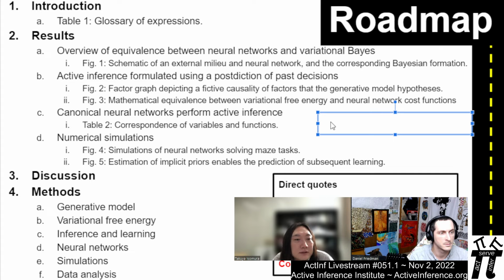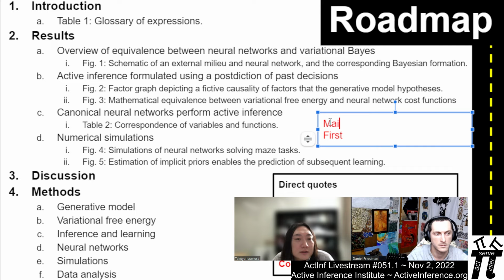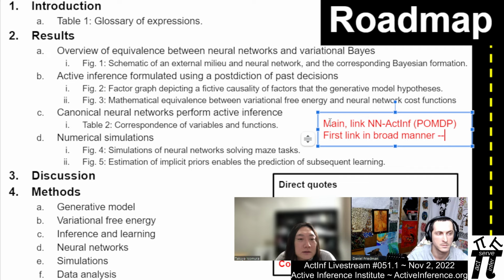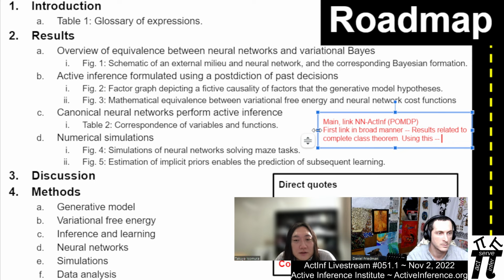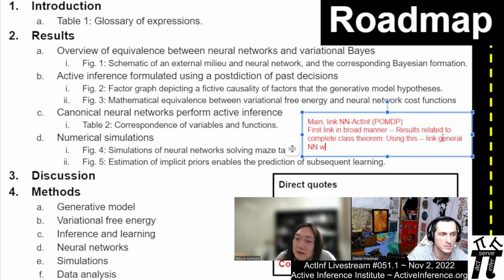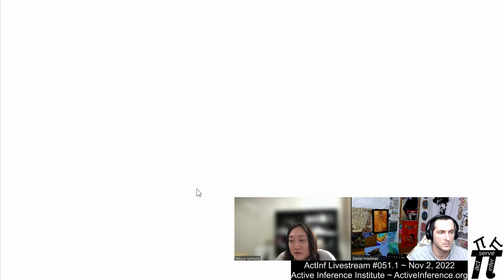formulate the equivalence, mathematical equivalence, in a very broad manner. So in the first section in results, we formulate the relationship using a complete class theorem, which is a well-known statistical theorem proposed a very long time ago. Using that, we link a general form of neural network with a general form of variational Bayesian inference. But a problem is that this characterization does not address a specific form of generative model, which is crucial to characterize a specific model, specific neural network dynamics.